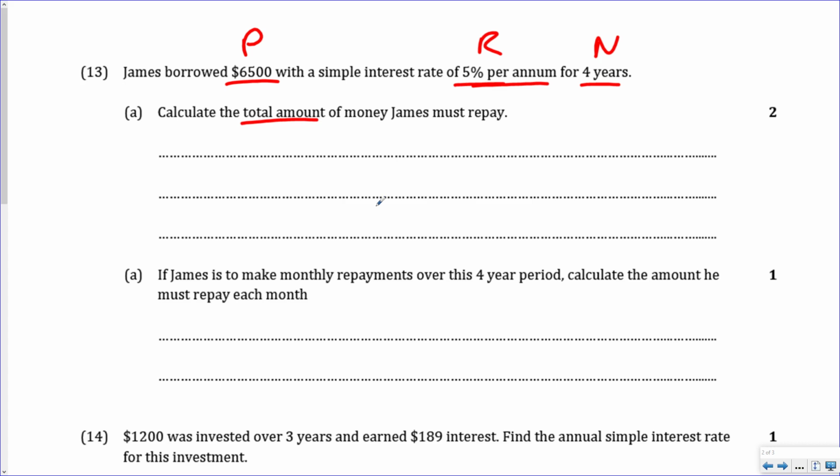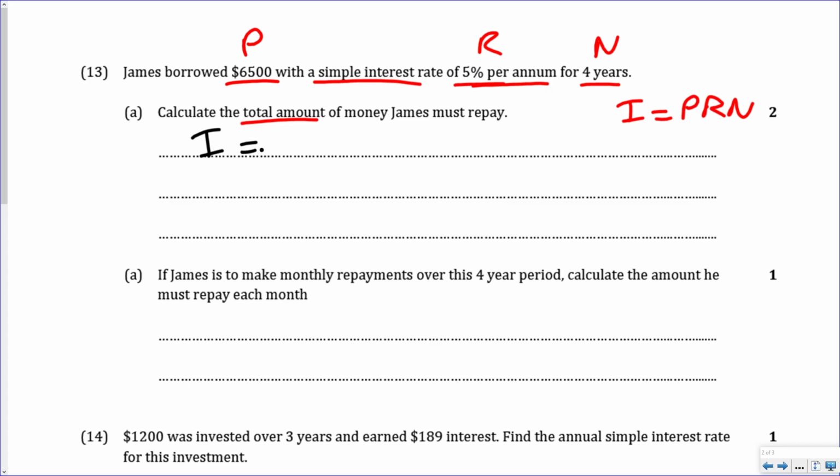Now it's very clear here. This is one area where a few people made a mistake. Of course, we're talking simple interest here, so we're going to be talking about I equals PRN. We're going to be working with that formula, but that's not the answer. We've got to do one last thing after. So let's just quickly do this.